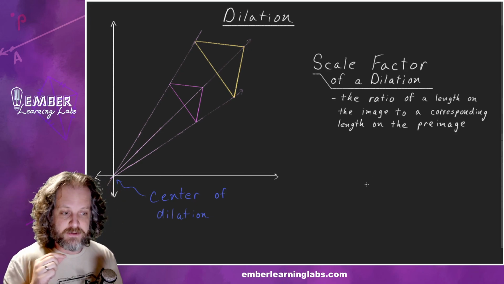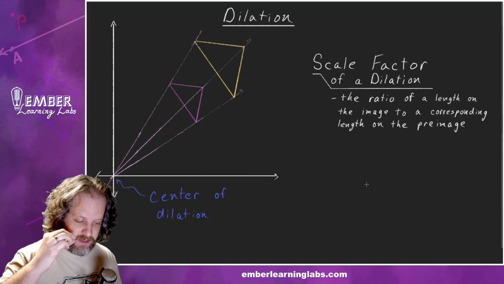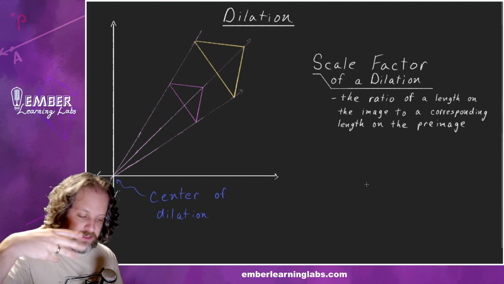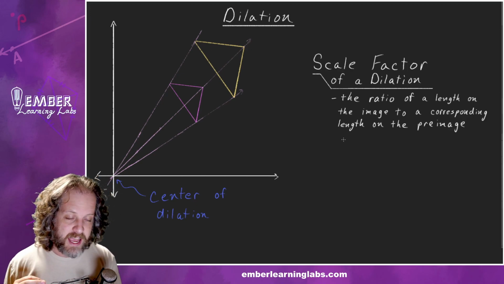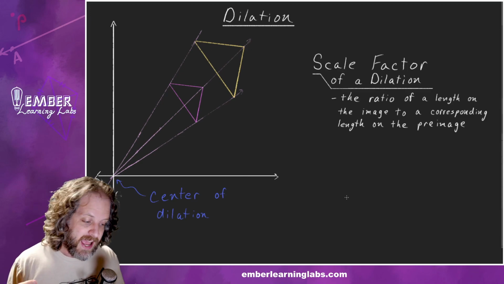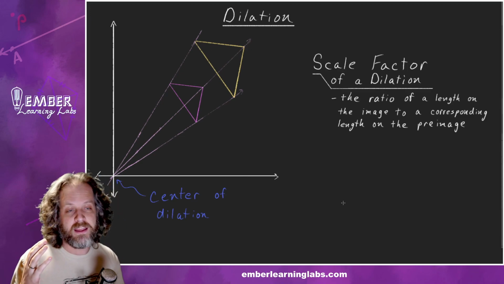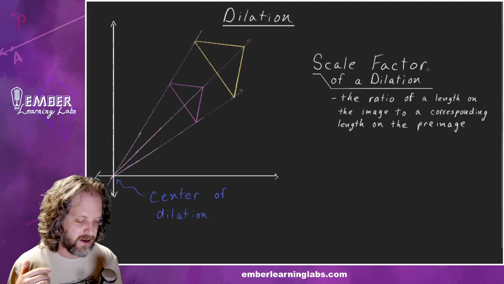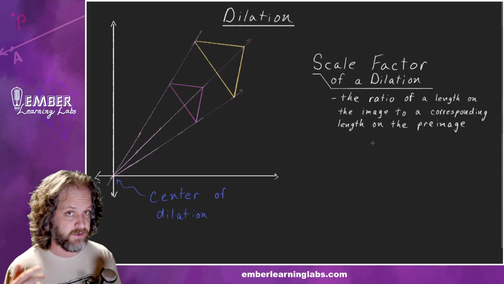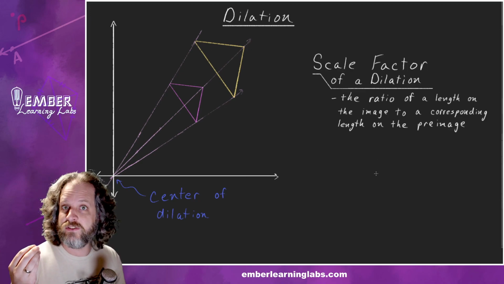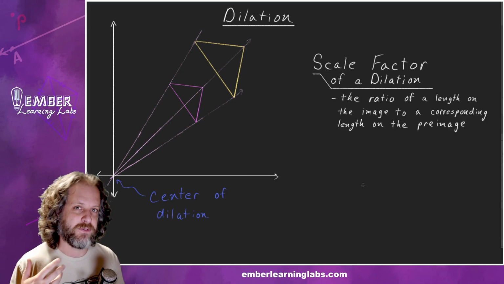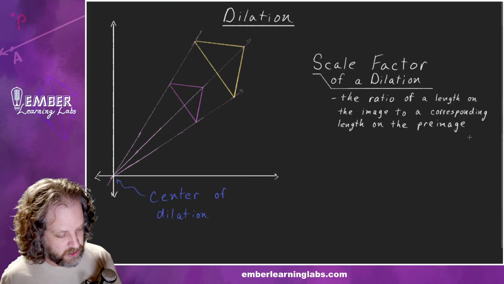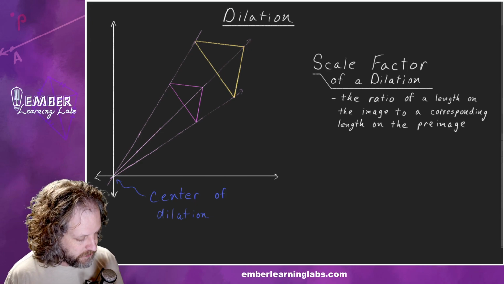So if the shape got bigger, then the scale factor would be greater than 1. And if it got smaller, then the scale factor, sorry, I keep saying the wrong thing, the scale factor of a dilation is going to be less than 1, so something like a half or 2/3 or 3/4 or whatever. So let's do some examples and things.